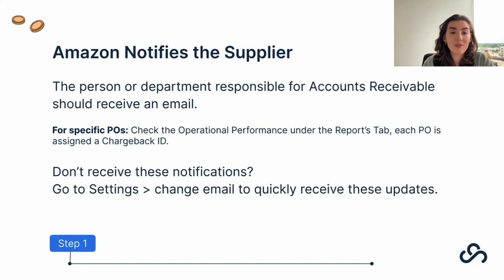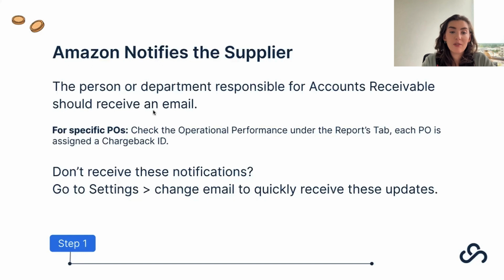So Amazon will notify you. The person in your department responsible for accounts receivable should receive an email. If that person has left your department or changed responsibilities, go ahead and make sure that they're the correct person receiving those emails so you're being notified and you can dispute in that 30-day window. For specific POs, again, check operational performance under the reports tab. Each PO is assigned a chargeback ID. So that's another place for more information.